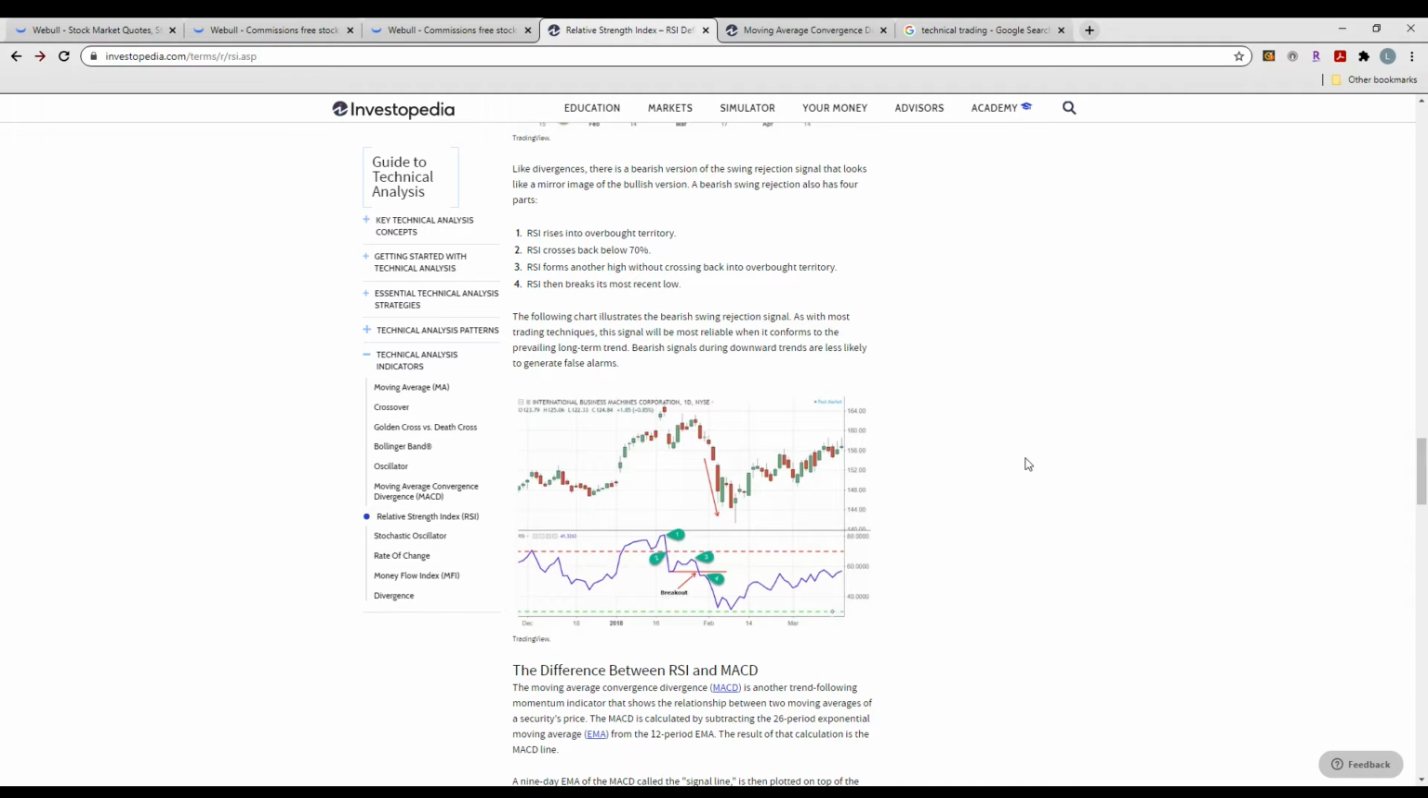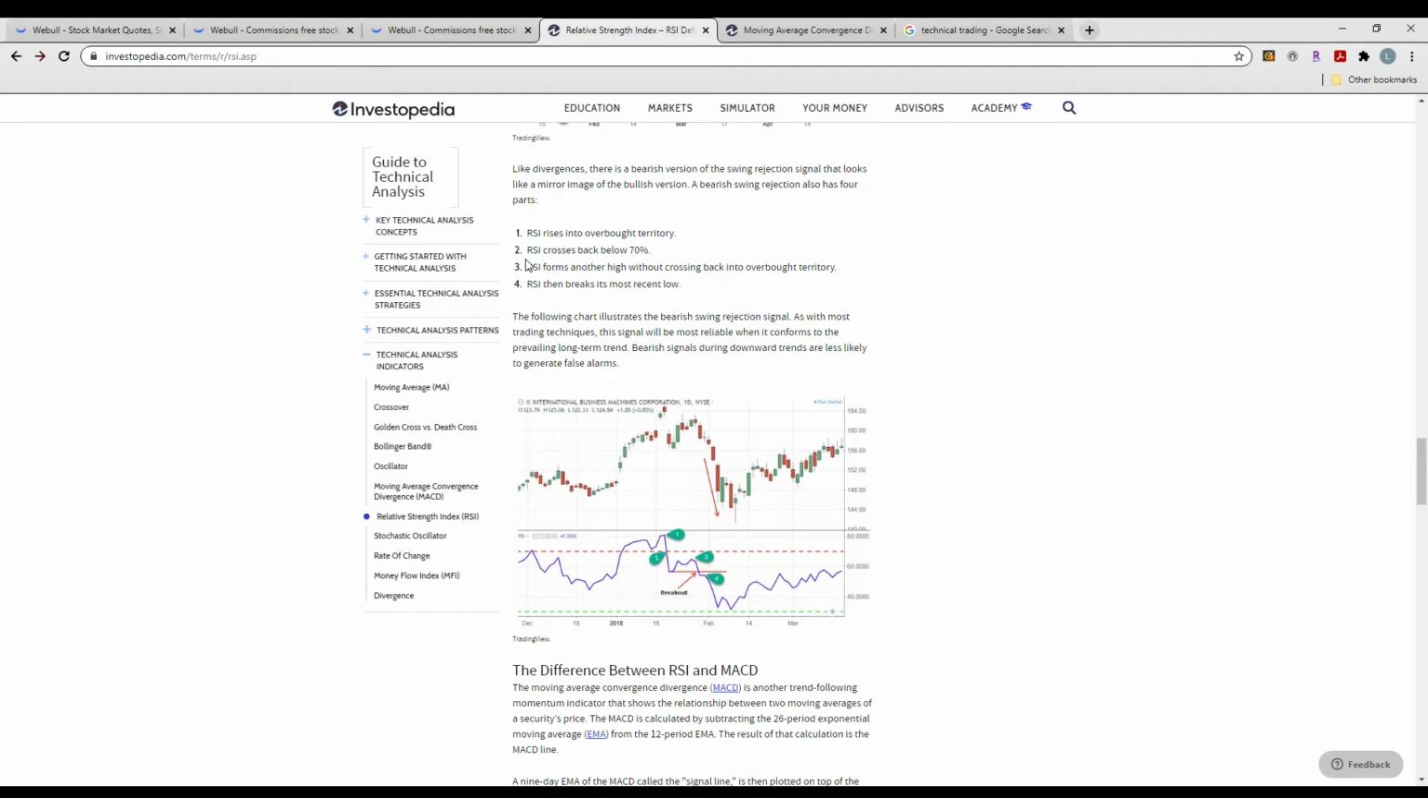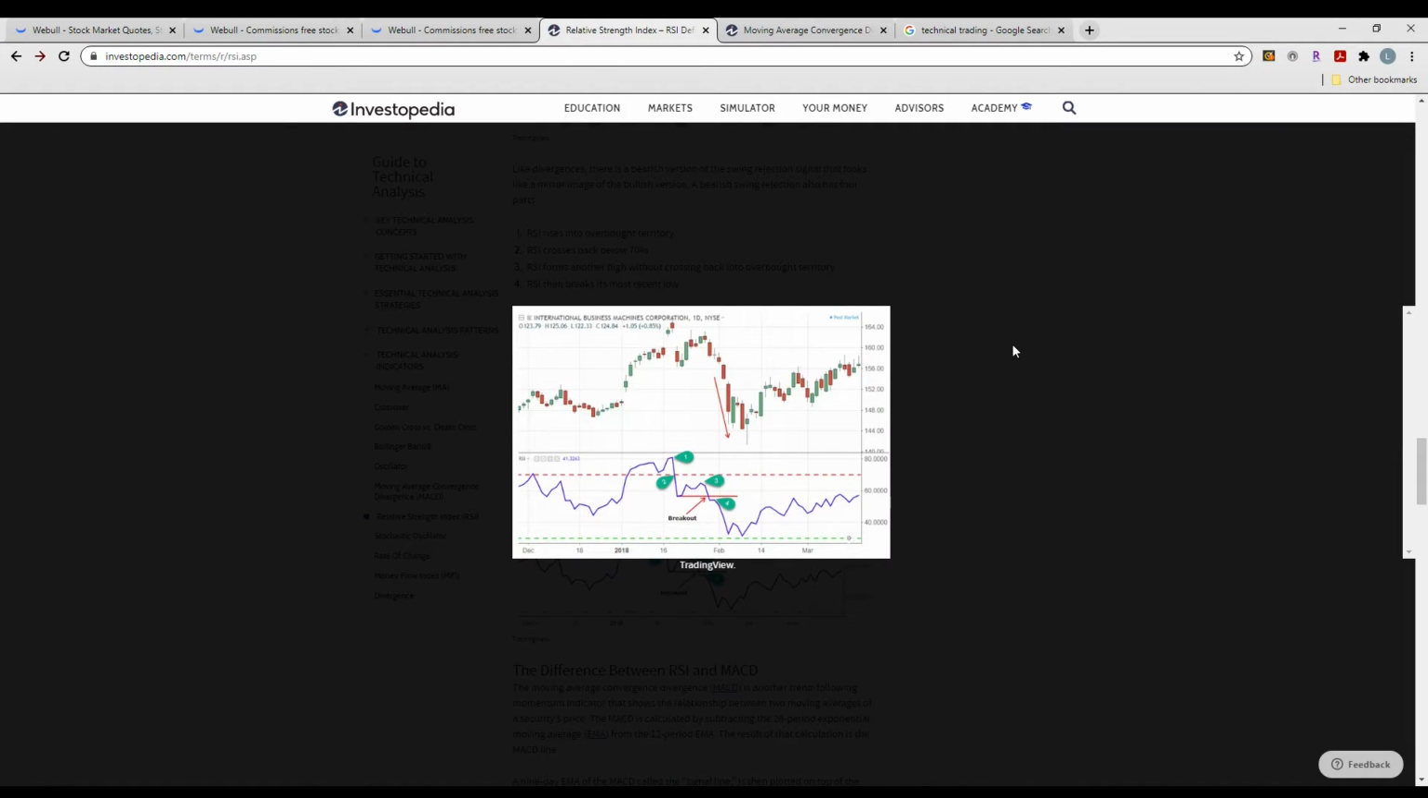There's also a bearish version of this. The RSI rises into overbought territory. RSI will then cross back below the 70. RSI will form another high without crossing back into overbought territory and then breaks its most recent low. Another one you should probably know.